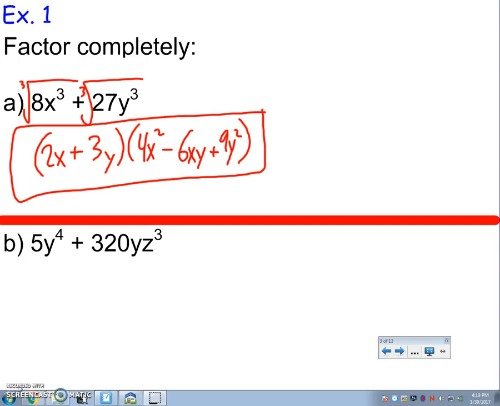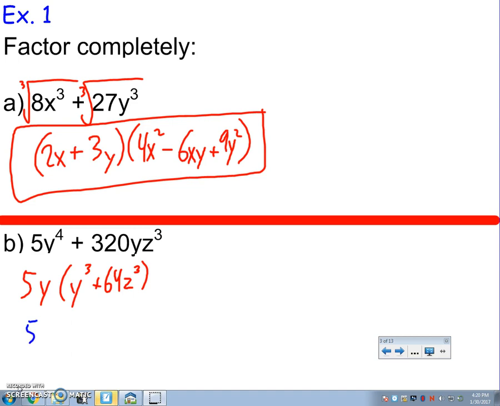Alright, now in the second example, I see a fourth power and third power. Remember, you're technically supposed to always do GCF first. So I can take out a y and a 5 out of both of these. Alright, when I do that, what's left over is y cubed. And 320 divided by 5 is 64 z cubed. Alright, so I'm going to leave the 5y alone in front, but y cubed plus 64z cubed, that's a sum of perfect cubes.